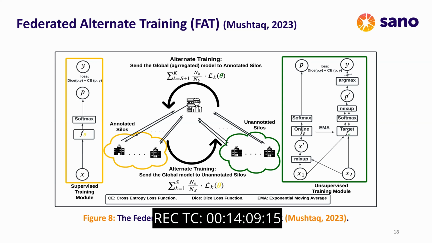This method uses annotated silos to fine-tune the global model parameters through labeled data. And then this model is used by the unsupervised silos as the target model to generate pseudo-labels for self-supervised learning. So basically, the model aggregation is done alternately. For a few rounds, the parameters of annotated silos are aggregated, and then for another few rounds, the parameters of unannotated silos are aggregated.